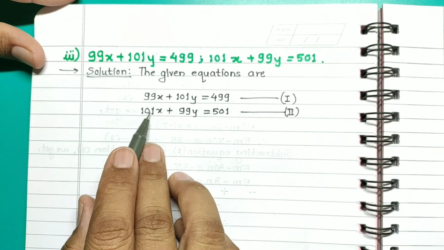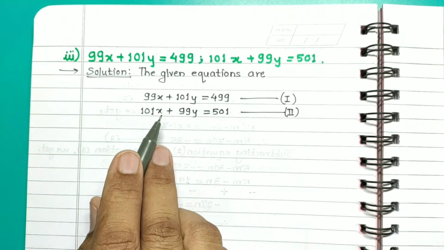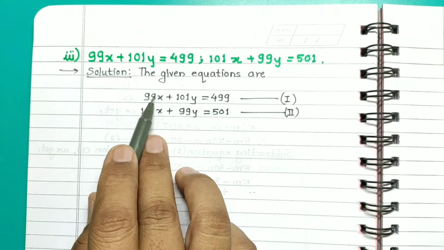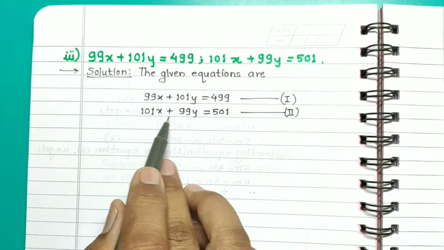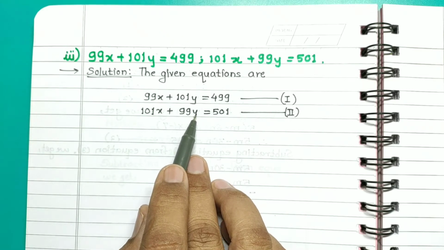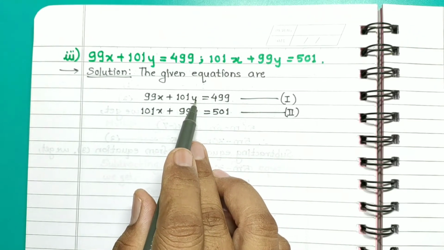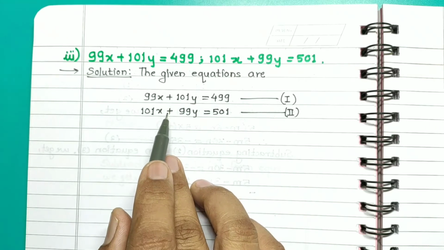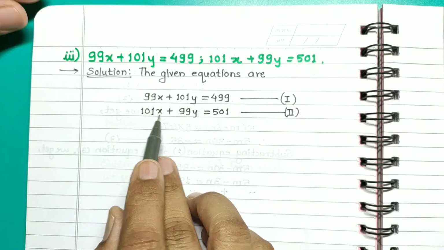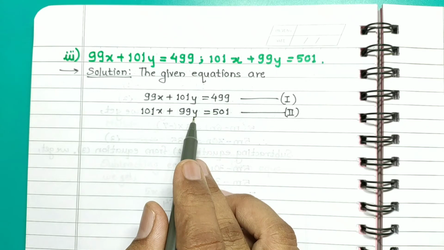Now here you observe that the coefficients of x and y are quite larger numbers than the coefficients in the previous two examples. Okay, but here we observe that the coefficients of x and y in the first equation are interchanged in the second equation. See, here the coefficient of x is 99, and in the second equation it is the coefficient of y. And in equation 1 the coefficient of y is 101, but it is the coefficient of x in the second equation. So while solving such type of simultaneous equations, we are going to use one trick.